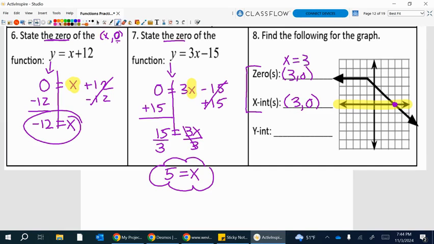Then I'm going to find the, let me change the color. This is the y-axis. The y-intercept is the point where the graph crosses the y-axis. The x value is always 0, and this is 1, 2, positive 2. You always write them the same way.